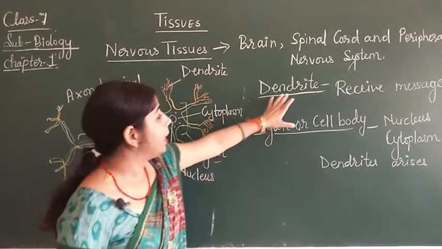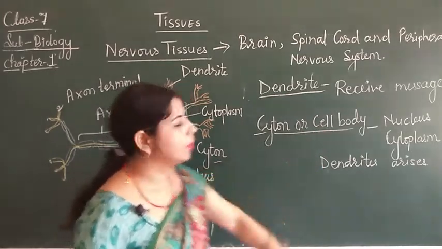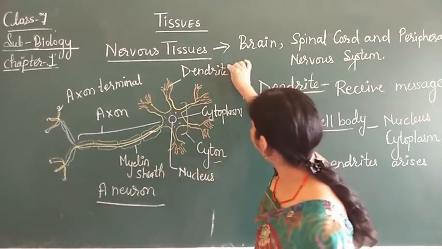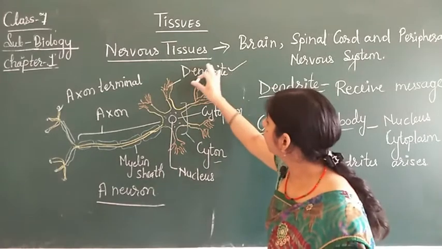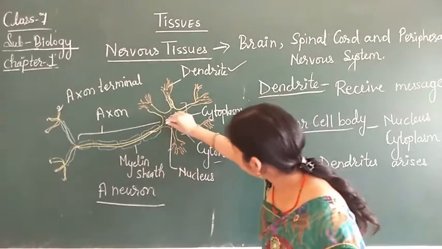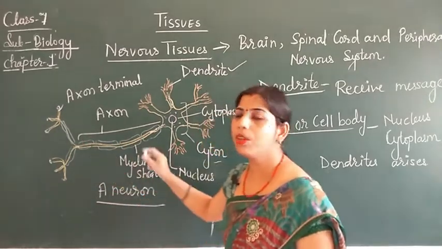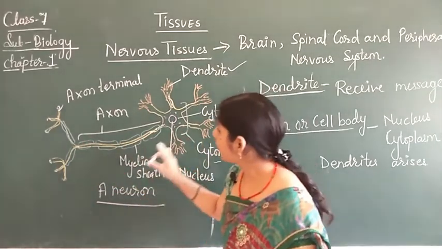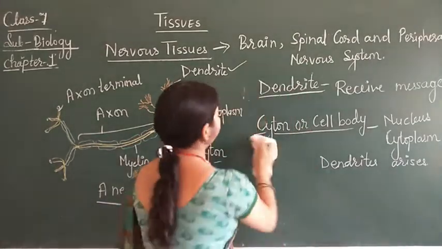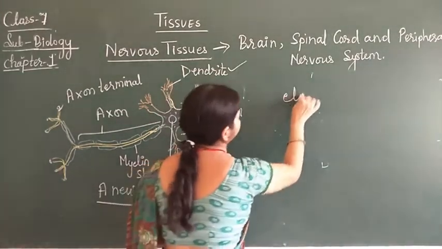Now, when the message is passed from the dendrites to the cyton, immediately the message is transferred from the cyton to the other part, the axon. That means first the dendrite receives the message, and after receiving it, the dendrite passes that message to the cyton. The cyton immediately passes this message to the axon. The axon is the main conducting unit, the main messaging unit through which the messages are transmitted. Now, one more important thing: the message which is transferred within the body is transferred in the form of electrical impulse.